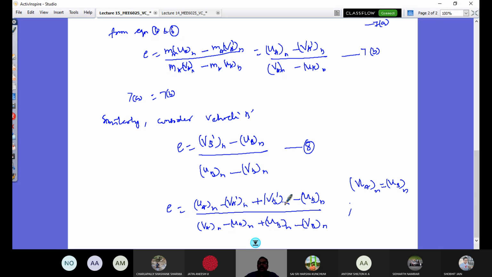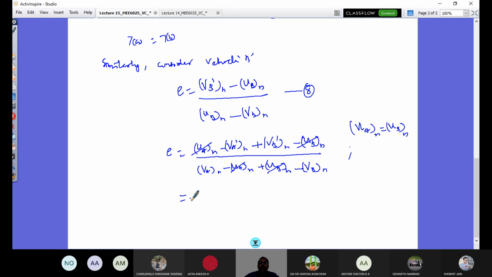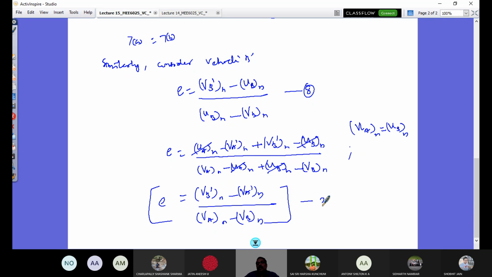Hence, you would see that these two terms disappear in the numerator. In the denominator, these two terms disappear, and you would end up with the equation required to define the coefficient of restitution in terms of the relative velocities of the colliding elements along the line of impact before and after impact, right? So you have here VB dash N minus VA dash N by VA N minus VB N. So in the numerator, what you have is the relative velocity after separation, after impact, and in the denominator the relative velocity of the two vehicles before impact along the line of impact. So this is the required equation 2, what we have looked at.